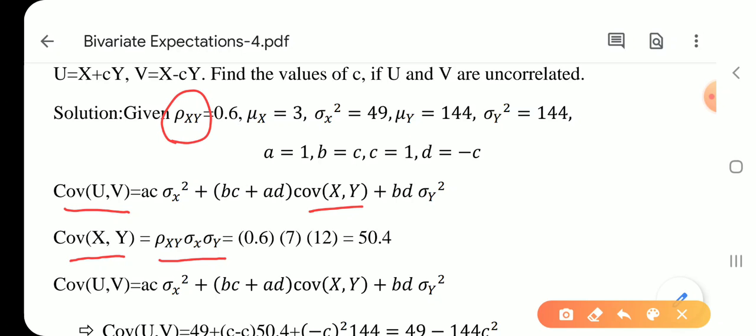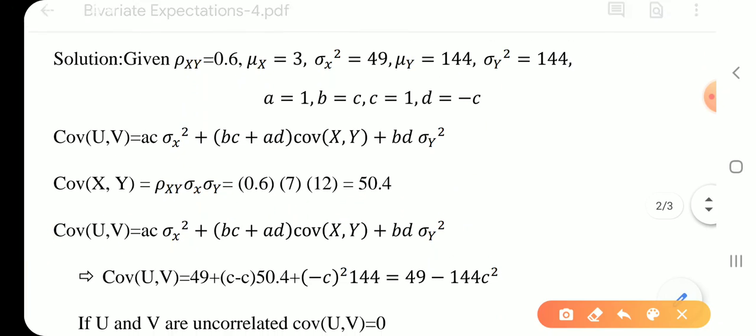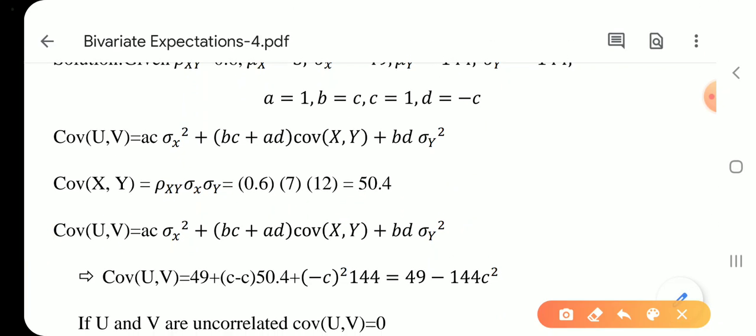So put the values. Rho xy is 0.6. Value of sigma x is 7. Value of sigma y is the square root of 144, 12. You get the value as 50.4. Next is to find the covariance of uv: AC into sigma x square, plus BC plus AD into covariance of xy, plus BD into sigma y square.